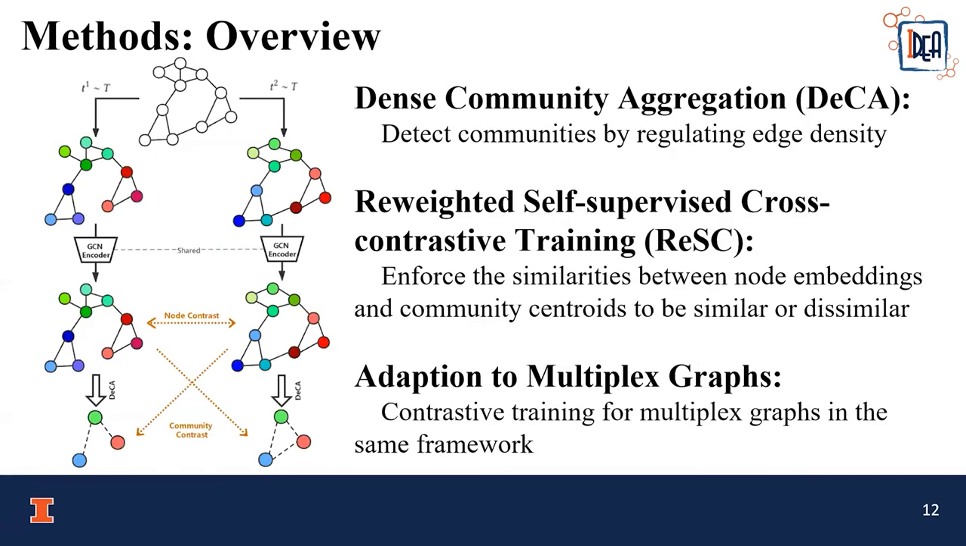Then I will introduce our proposed method in detail. It is called JQ for short. The JQ model consists of three components. The first is a separate community detector algorithm called DCA. It detects communities by regulating edge densities. For the training scheme, we propose a reweighted self-supervised contrastive training scheme, or RESC. And finally, we also provide a more natural adaptation scheme for the multiplex graph.